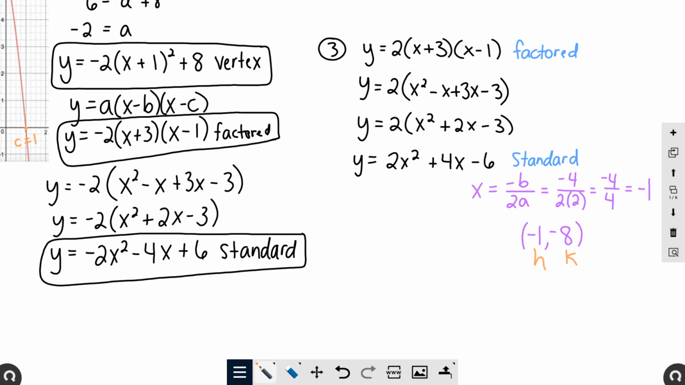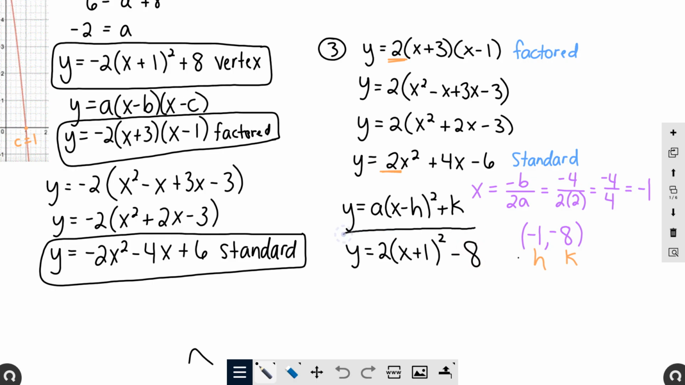What's the other thing that we need when writing in vertex form? We need A. Do we know what A is? A is 2, right? Remember, the A in every equation is the same. So if you don't like completing the square, find the vertex and then just plug it in the vertex formula. So y equals a times x minus h squared plus k, or y equals 2 times x minus -1, which would change to plus 1, and then minus 8 at the end because k is -8. So there is our vertex form.